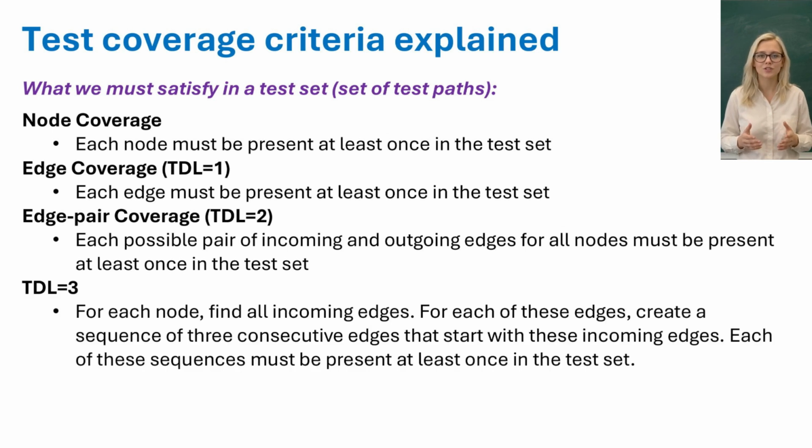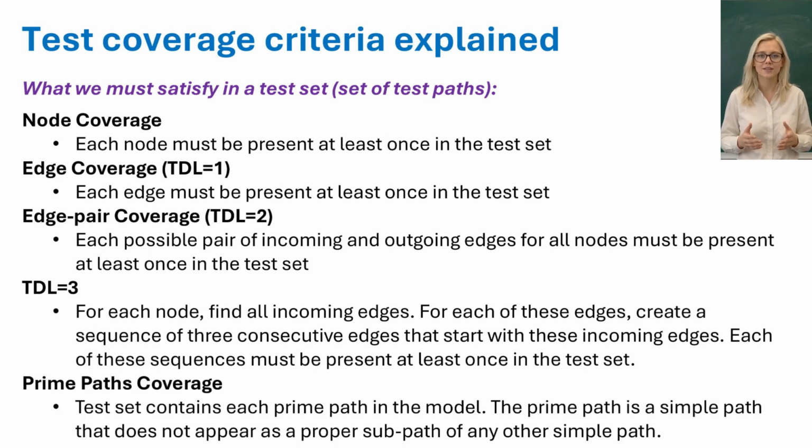TMAP next also suggests test depth level 3, the principle of which is as follows. For each node, find all incoming edges. For each of these edges, create a sequence of 3 consecutive edges that start with these incoming edges. Each of these sequences must be present at least once in the test set. Then, there are other alternatives when we need to make strong test paths.